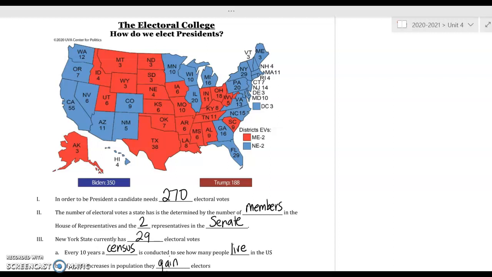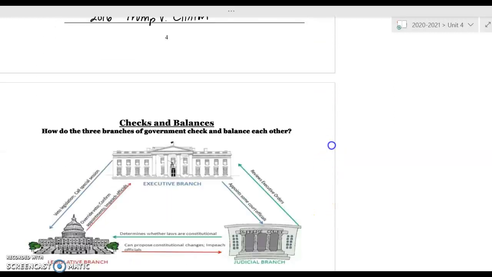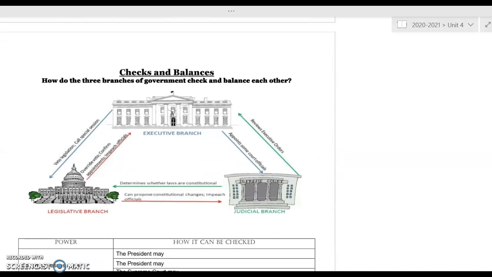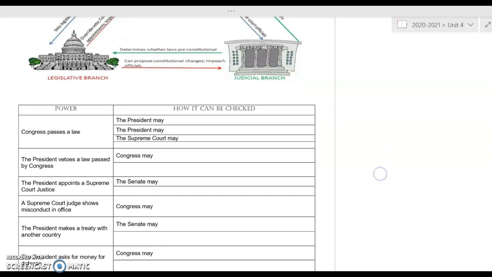We're going to move on to page 5 now and take some notes on checks and balances. The Constitution is set up to have 3 branches of government: the executive, legislative, and judicial branch. Each of those branches is given certain powers, and those powers check and balance each other so that no one branch of government can become the most powerful. So each branch has a power, and it can be checked or limited. You might want to think about checks as a limit on power.